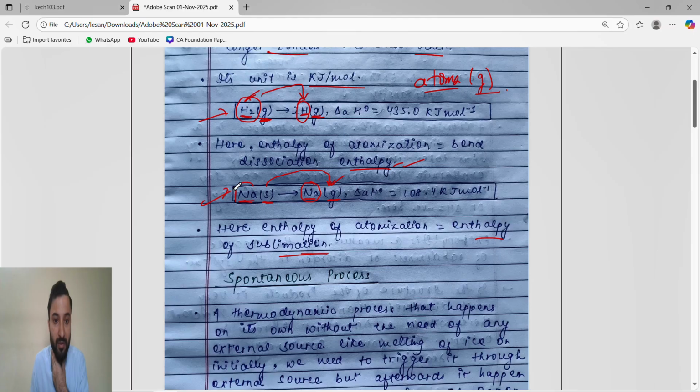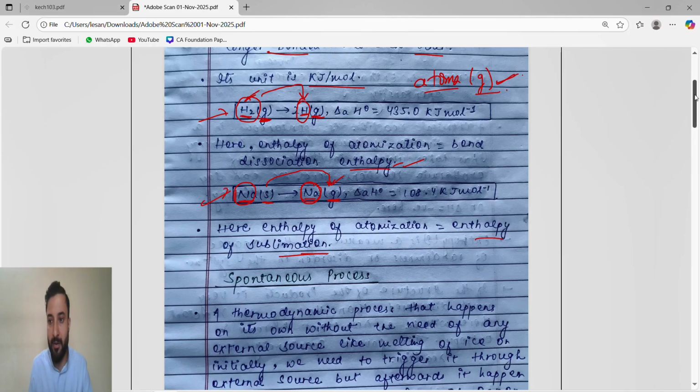But here we have only atoms, so we are not going to change them. Sodium atom will remain sodium atom, but here we will change the phase, because we want the atom in gas phase. If we are changing the phase, which to which? Solid to gas. So that is called enthalpy of sublimation.